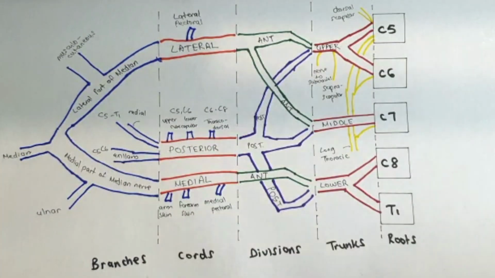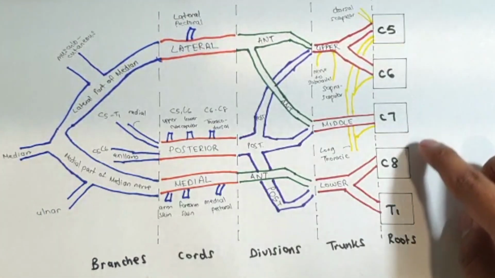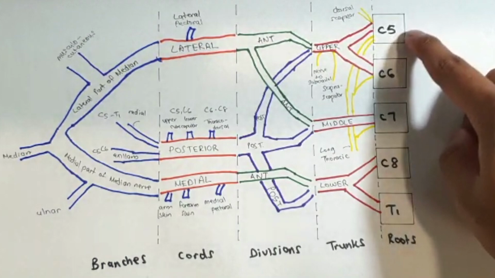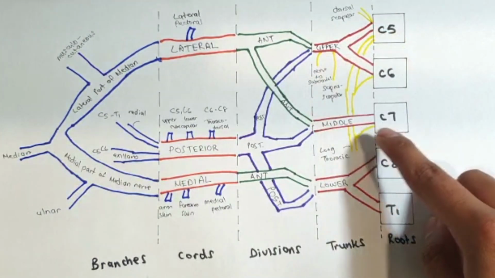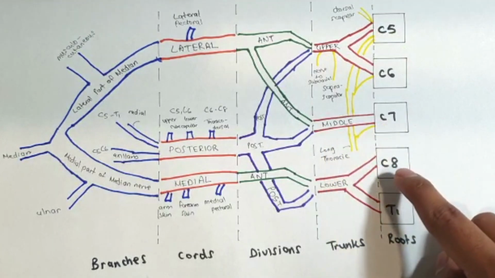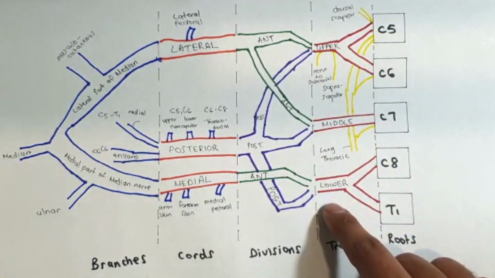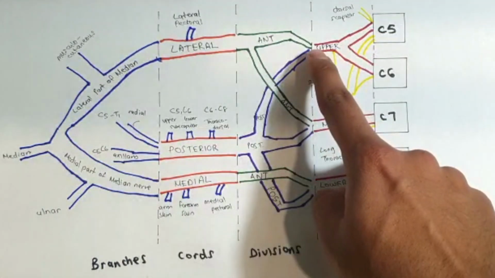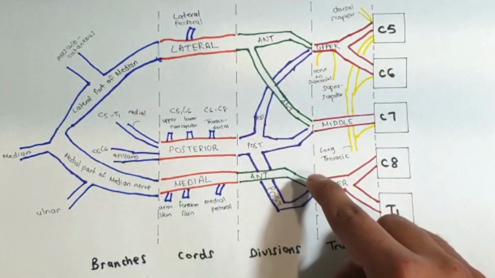So as a quick recap, we have the roots C5, C6, C7, C8, and T1. C5 and 6 come together to form the upper trunk. C7 forms the middle trunk by itself. The C8 and T1 join together to form your lower trunk. Now each trunk has anterior and posterior divisions respectively.